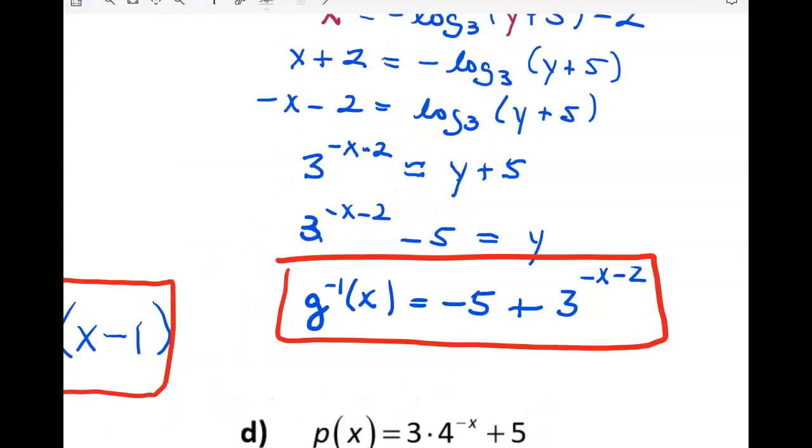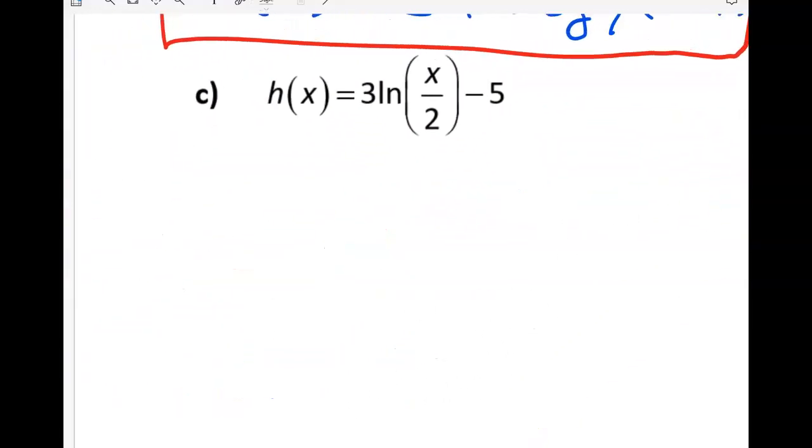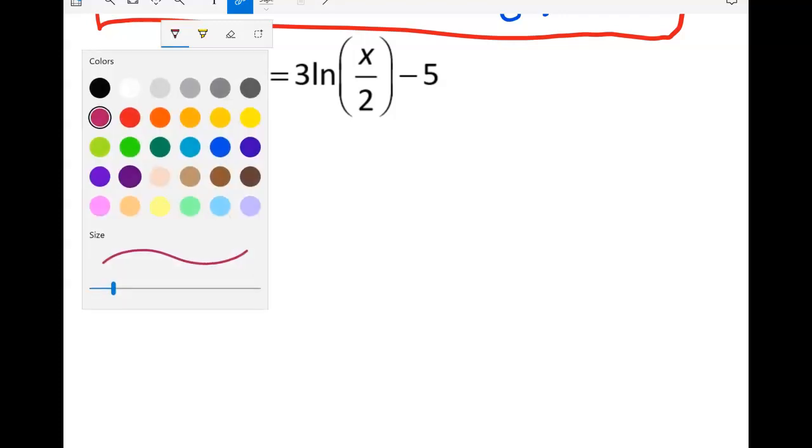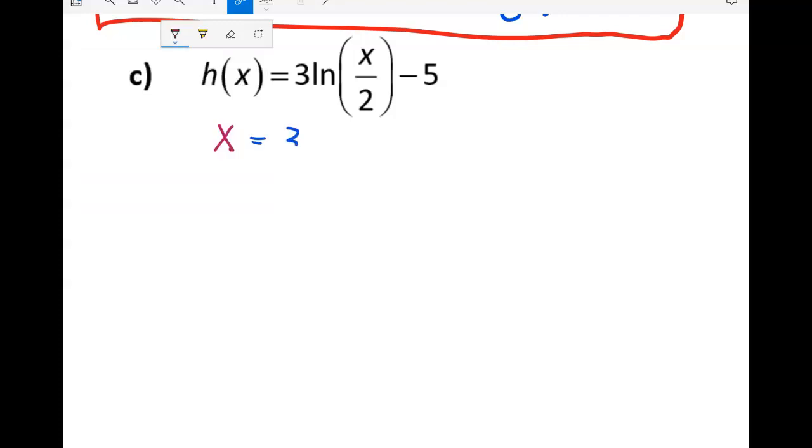All right, let's try another. We have another logarithmic function. We're going to replace the y variable with x. Bring down the rest of the equation, except replace the x variable with y.